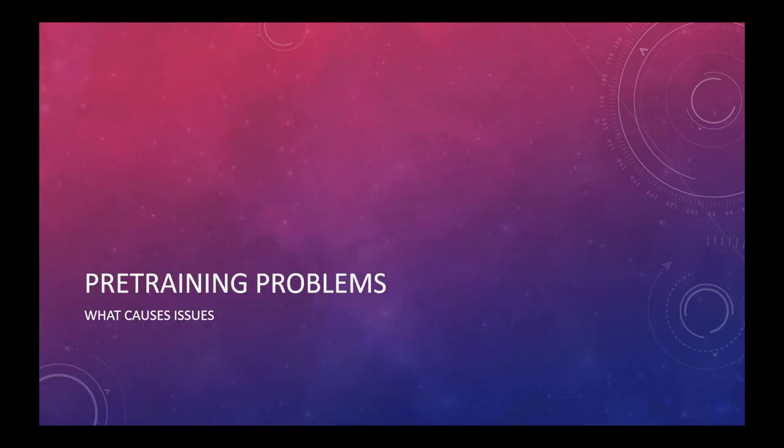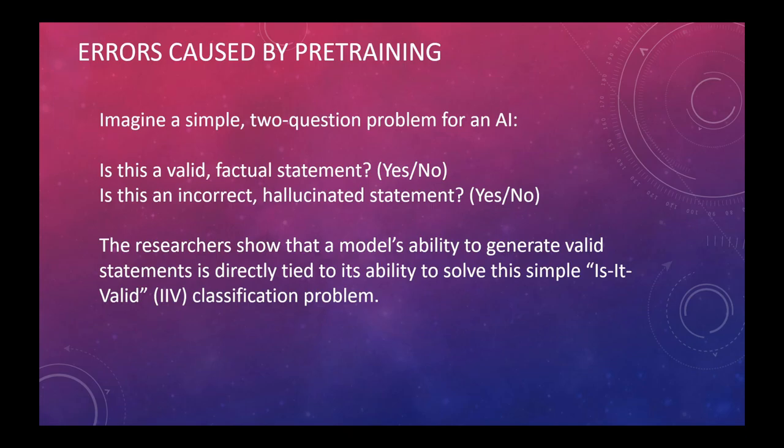Now let's come to the real questions. What are the pre-training problems which cause the LLM issues? Now that we know the entire process completely, let's see what is the actual thing that is creating this. Okay? In most of the corpus you have seen, there is a simple two-question problem. Because with most of the corpus, if you want to know an answer, you have to know whether it is a fact or not a fact, a valid statement or not a valid statement. Yes or no answer.